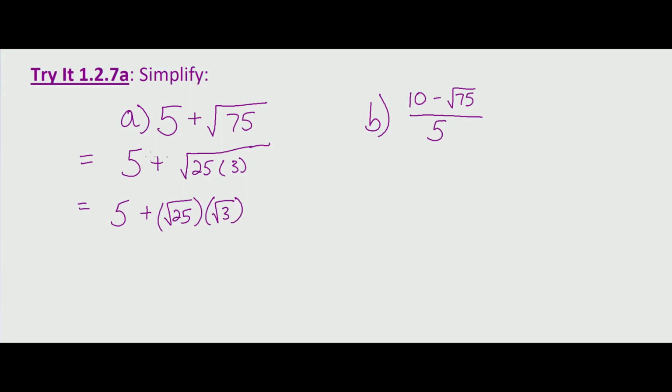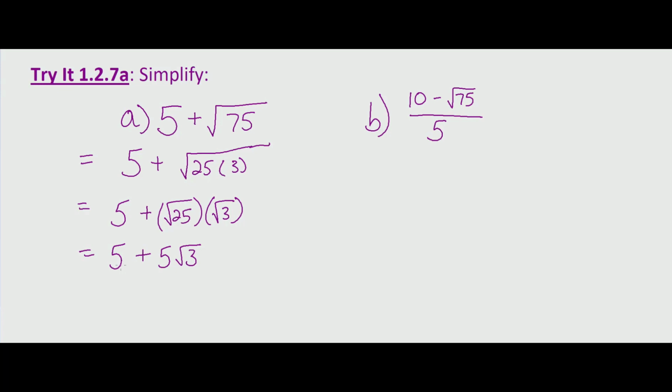And you might be getting comfortable enough that you could skip that step and just go to the next one, since we're taking the square roots of each one of the factors that make up the product under the radical. If you're not, then go ahead and keep that step in. It helps us remember what we're doing. So that equals 5 plus the square root of 25 is 5 times the square root of 3.